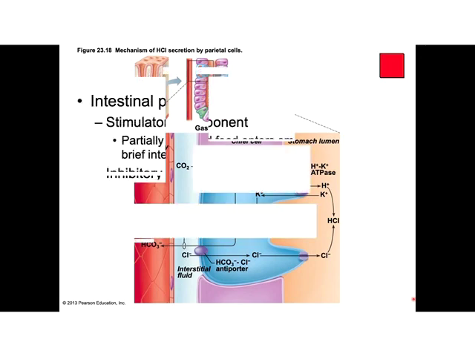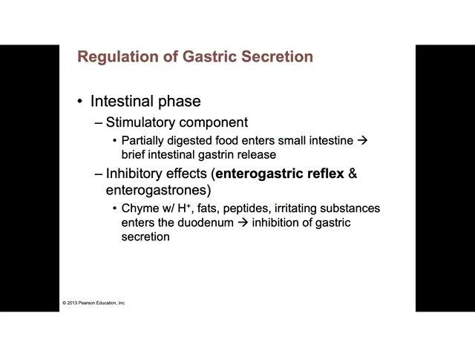The intestinal phase is where the food enters the duodenum from the stomach. Okay, this is a stimulatory component. Partially digested food enters the small intestine. We have a brief intestinal gastrin release, and then inhibitory effects include the enterogastric reflex and enterogastrone secretion for chyme, falling pH, fats, peptides, and irritating substances once in the duodenum inhibit gastric secretion. We don't want to keep making stomach acid if the food is leaving, because that means it would be more likely that we would eat up the stomach lining.